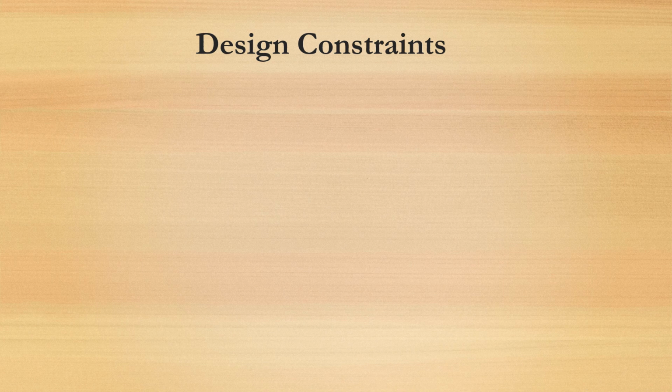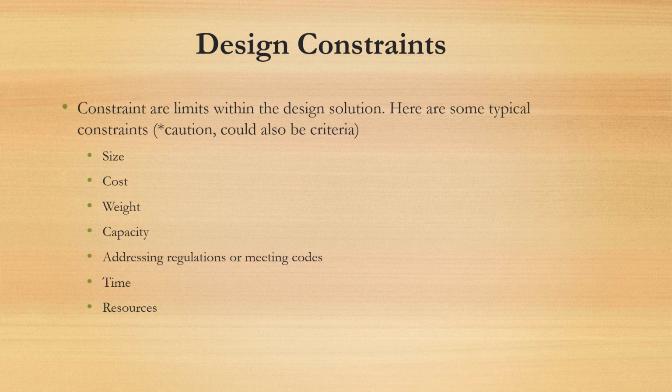And surprisingly, there is not a lot in the literature regarding the distinction between constraints and criteria. So for constraints, I think it's a little easier. I think we have a better understanding of this than we have of design criteria. But constraints are those limitations that we place on a design solution. And here are some typical ones. Now, I caution you that these could become criteria, and I'm going to give you an example of that in a minute, of one of these items that's on our list here.